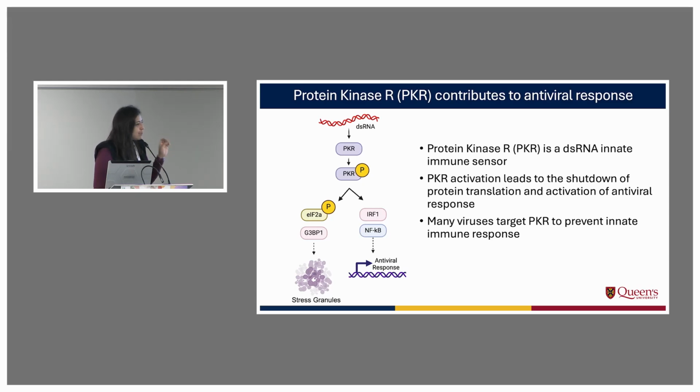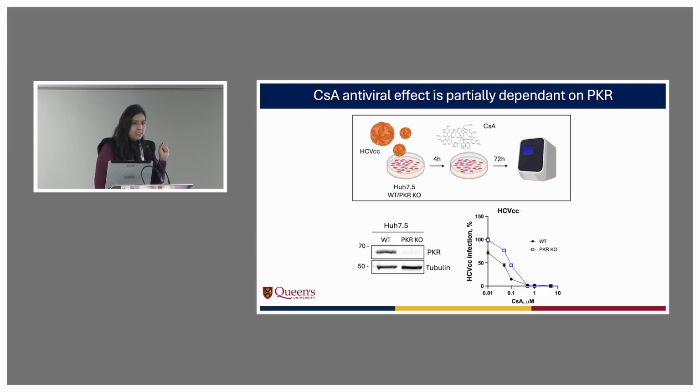On the other hand, PKR activation leads to the translocation of transcription factors IRF1 and NF-kappa B into the nucleus. Therefore, it's expected that many viruses would target PKR to prevent innate immune response. So, the first experiment that started this project is as follows.